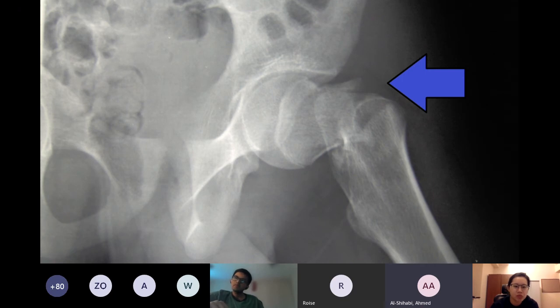So if you can see, that fragment has come medially. So the distal fragment of the femur has come medially over the acetabulum. So this is valgus displacement. But varus lateral, valgus medial.